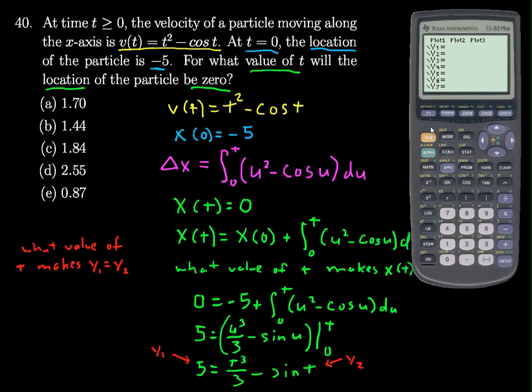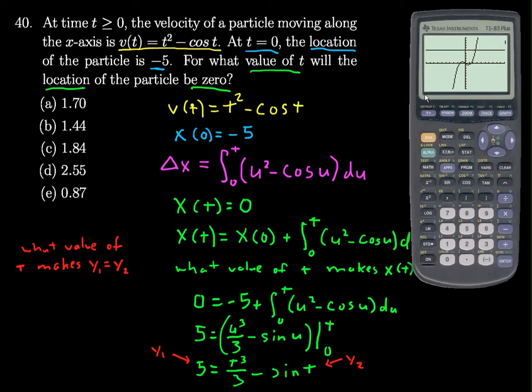Okay, so y1 I'm going to make equal to 5. y2 I'm going to make equal to, oh wait, hold on, let me do the x cubed divided by 3. It'll do the order of operations correctly. Minus sine of x. And before I go ahead and graph this, let me just make sure I'm in radians. Okay, good. So let me graph these, and I want to see where they intersect. So there's 5, no surprises. And here comes my next curve.